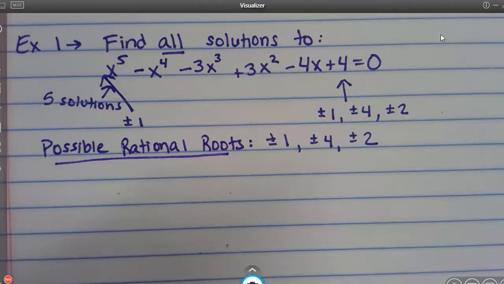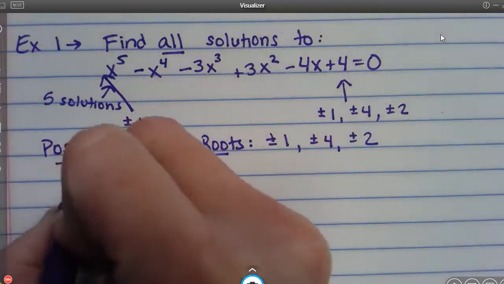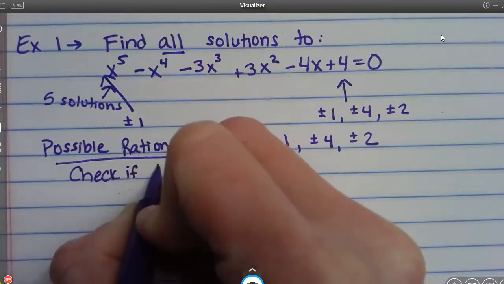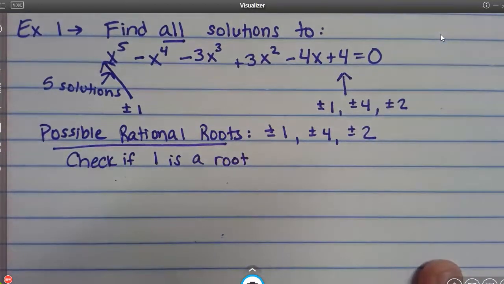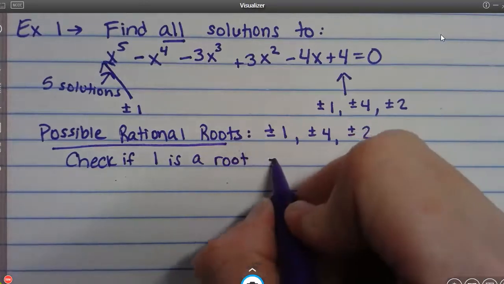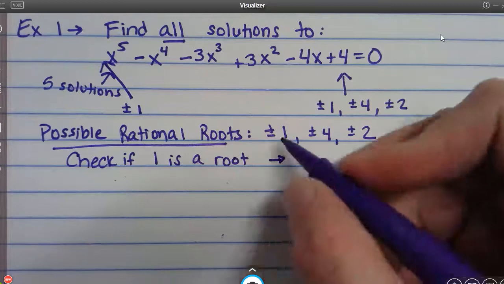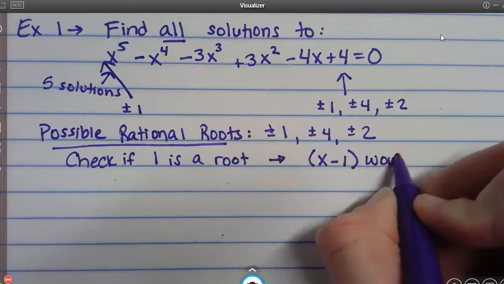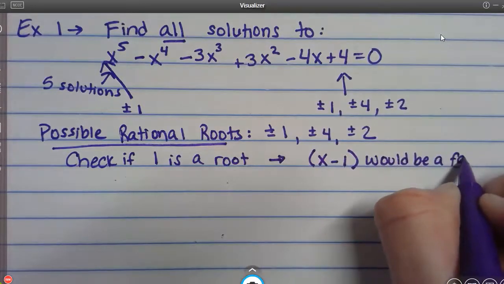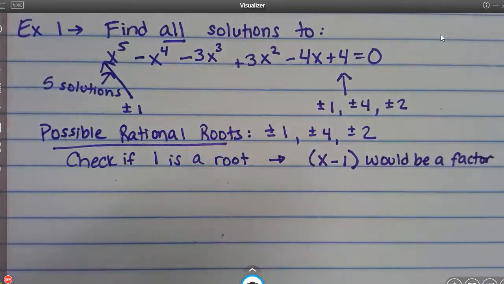We're going to hope that we guess the right one. What do you want to try first? 1? Let's try 1. Think small. We like 1. 1 is a good one to start off with. So we're going to check if 1 is a root. And then remember, if 1 is a root, that would mean x minus 1 would be a factor. We can check if something is a factor or not by dividing and seeing if it works out nicely.